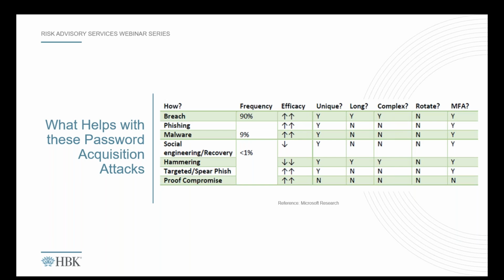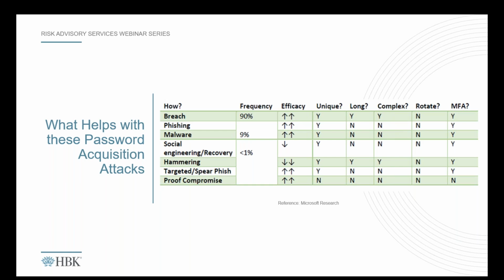As we can see on this table, and this was research done by Microsoft, breaches are happening the most often. And like I mentioned before, a breach will provide passwords to the attacker. The most important thing over here would be to make sure that you have a unique password for every single website. Password managers will help with remembering those passwords, but reusing the same password is really not the best way and approach.